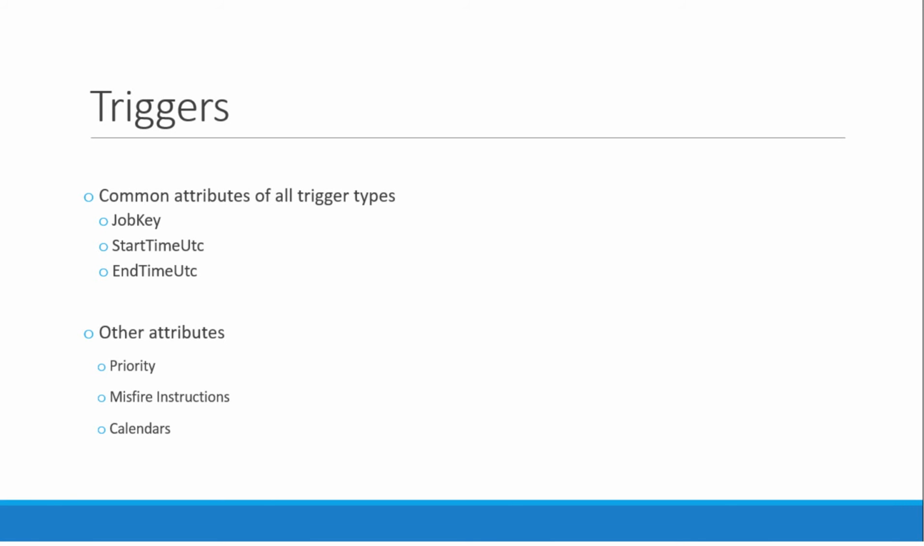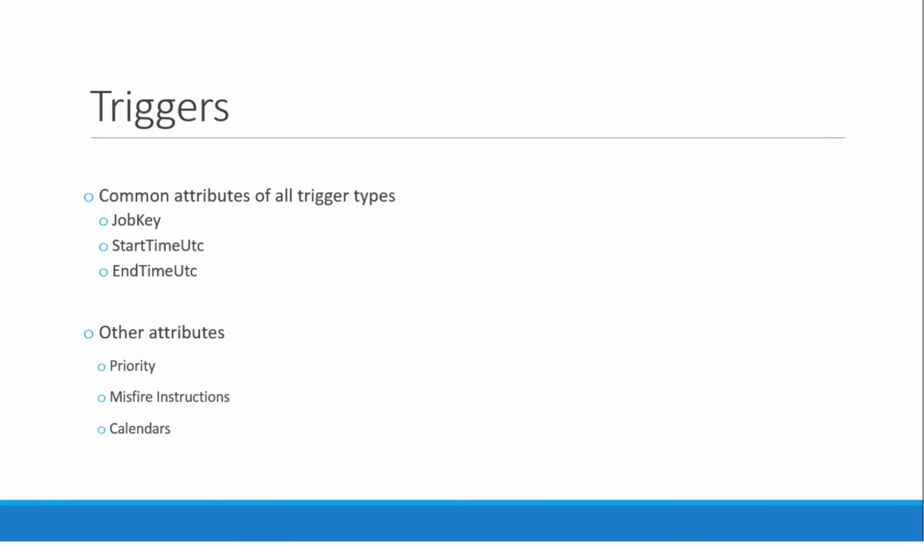So you can prioritize triggers. This is used in case of misfiring, like for instance when it comes to daylight saving or something, there is a chance we may miss a particular trigger. In that case, I'm sorry, I was actually talking about this one there.